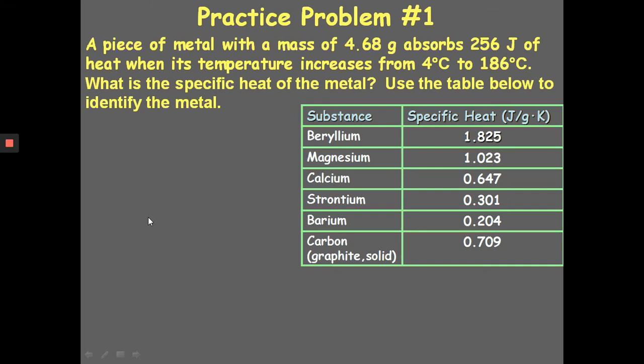Calorimetry practice problem number 1. A piece of metal with a mass of 4.68 grams absorbs 256 joules of heat when its temperature increases from 4 Celsius to 186 Celsius. What is the specific heat of this metal? And use the table below to identify the metal.